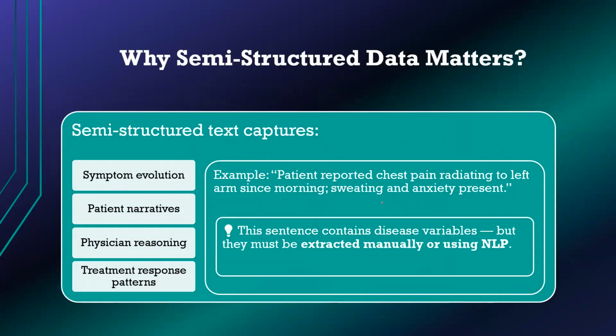Like for instance, there could be some patients that reported chest pain radiating to the left arm since morning, or maybe doctors are writing some summaries about symptoms of the patient. So from there, as a researcher, when you are collecting some data, you could get highlights about patient symptoms directly, and they could become some relevant variables later on. So you may have to extract them based on the requirement. There could be patient symptom evaluations, patient narratives, or some treatment response patterns, etc., that you could get from these text-based structures.